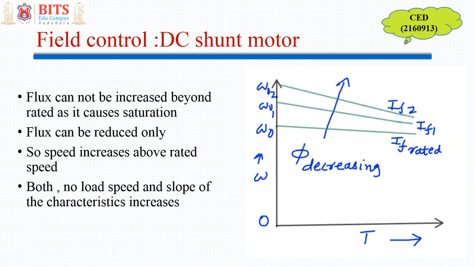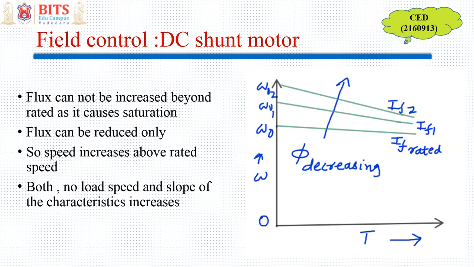So this is all about the different speed control methods, that is armature voltage control, armature resistance control, and field control. Now this field control is difficult to achieve for a DC series motor as things are in series. So how to reduce flux? Because whatever is the armature current, the same is going through the field winding. So it is difficult to reduce the flux.